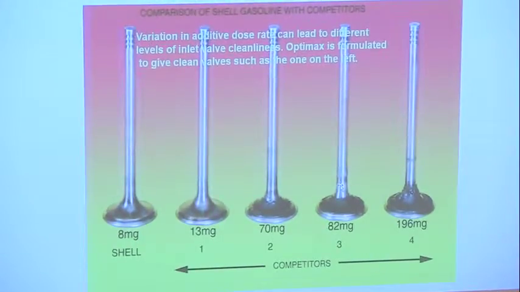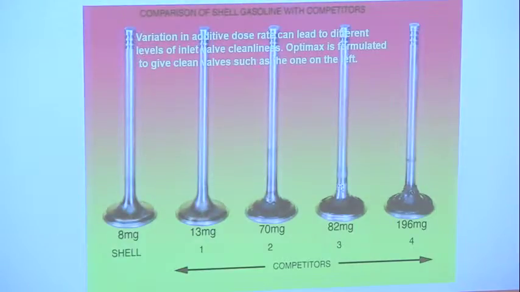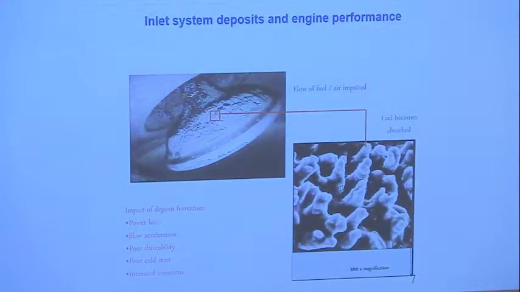This is a clean valve, and you can have deposits which look like this. And in the worst cases, though this is not really common now, you can have deposits looking like this. If you look at the micrograph, these are very porous, and remember how porous they are, because the impacts of inlet system deposits in port fuel injector engines could be power loss, because they restrict airflow and affect volumetric efficiency.